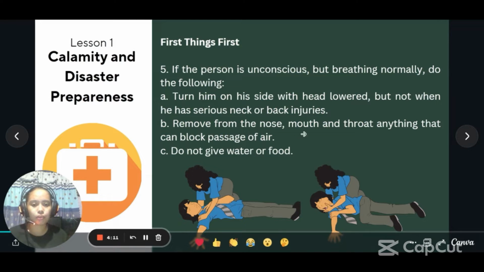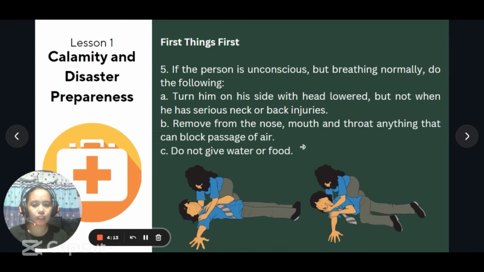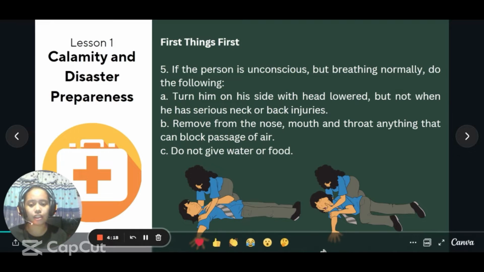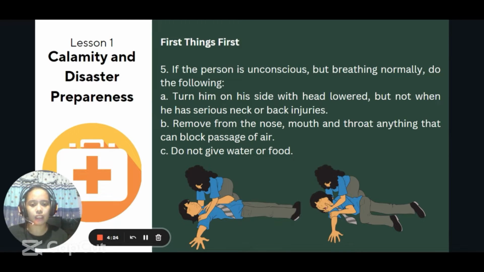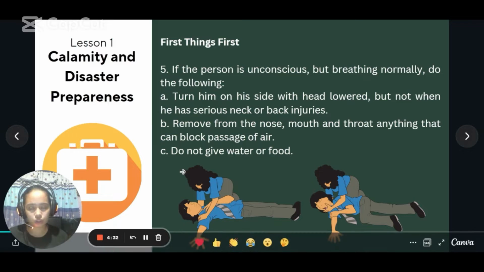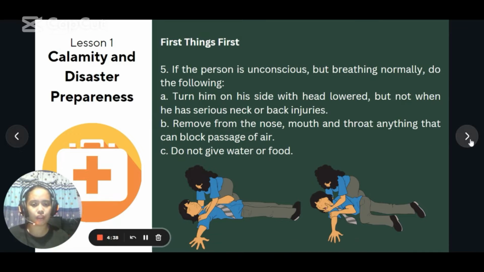B. Remove from the nose, mouth, and throat anything that can block the passage of air. So this is similar to number 2, where you clear or remove whatever is in the nose, mouth, or throat. So for C, do not give water or food to the victim.